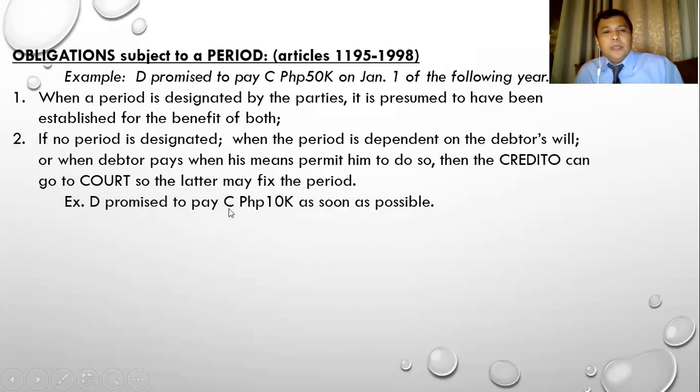Example, D promised to pay C 10,000 pesos as soon as possible. So here there is no fixed period. As soon as possible could be immediate, could be, we do not know. So C, as a creditor, has the right to go to court so that the court may fix the period.